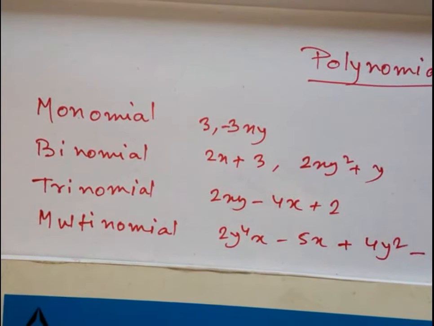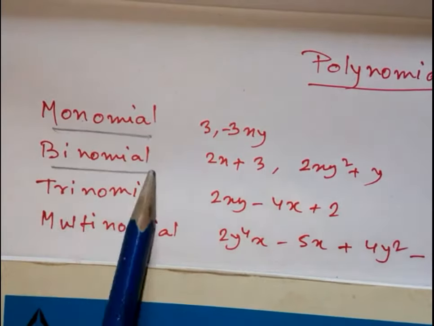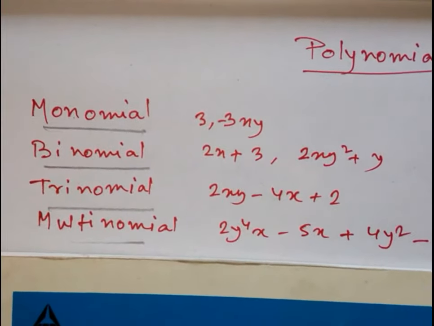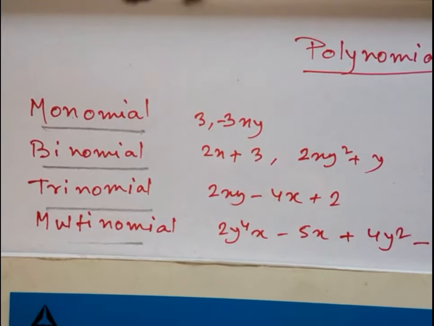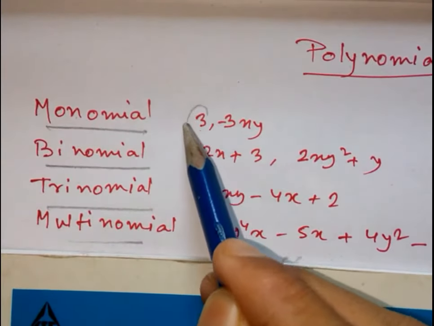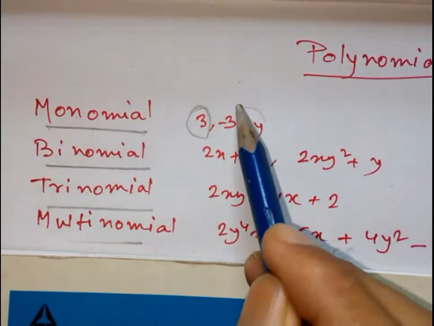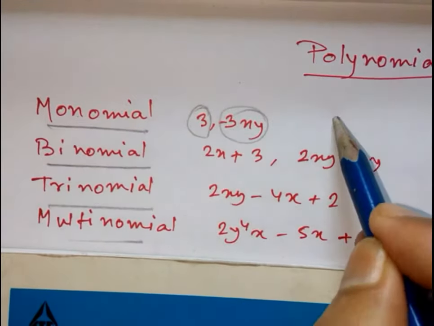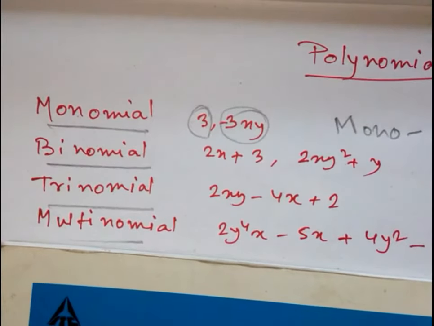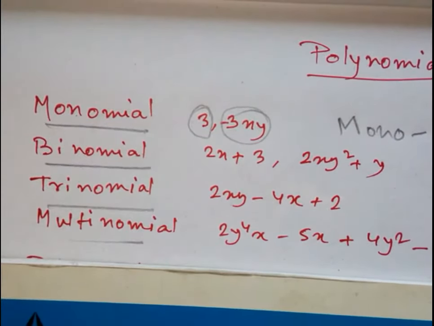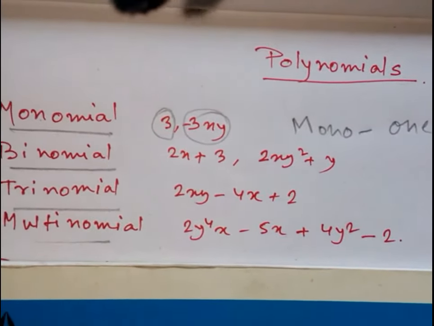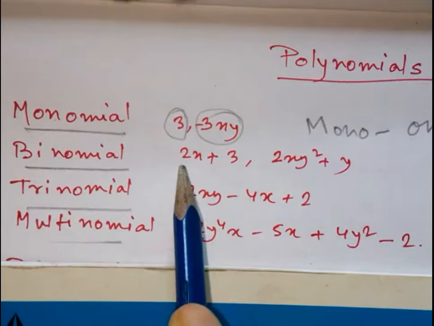Monomial, binomial, trinomial, multinomial, all are based on the terms in an expression. A monomial has only one term, that's why it is called monomial. Mono means one. Now a binomial has two terms. Here the expression has two terms.